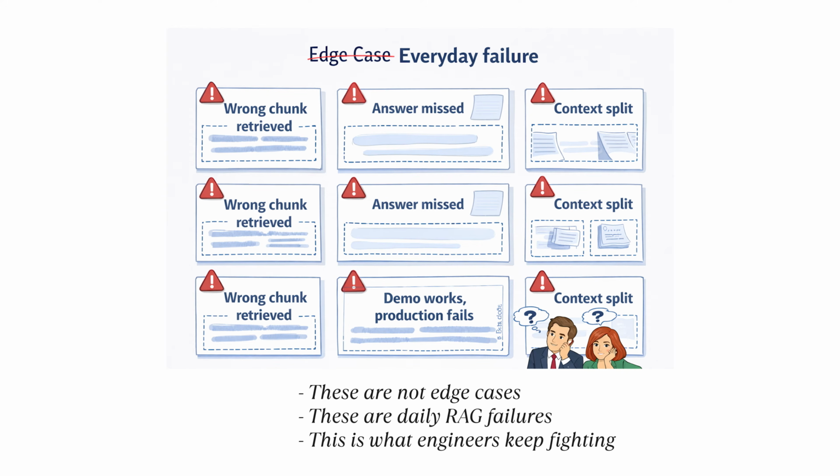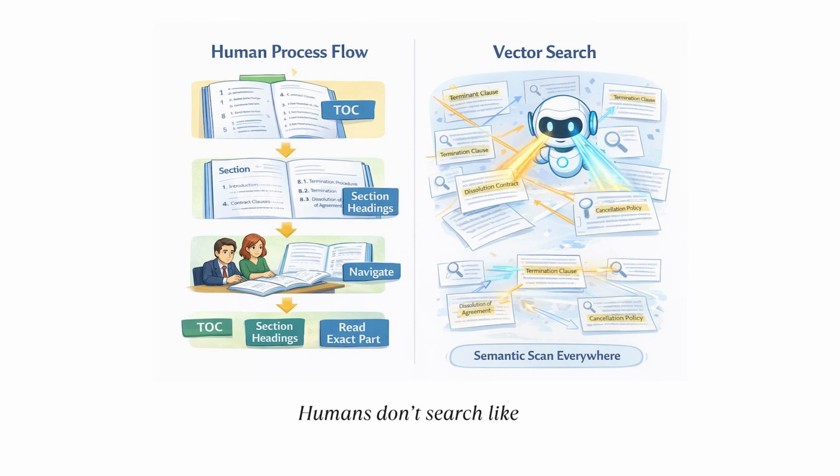The entire architecture is borrowed from search engines, not from how humans actually read and understand documents. When a human expert needs to answer a question from a document, they don't scan every sentence looking for one that sounds more similar to the question. They open the table of contents, they skim the chapter headings, they navigate. They reason about where the answer should be before they even start reading. That's the insight behind PageIndex.